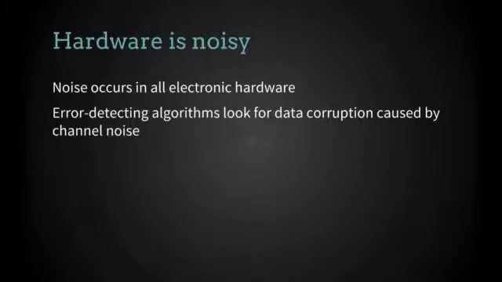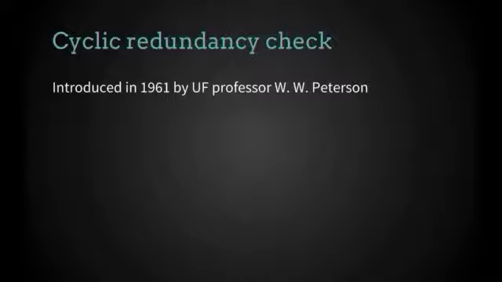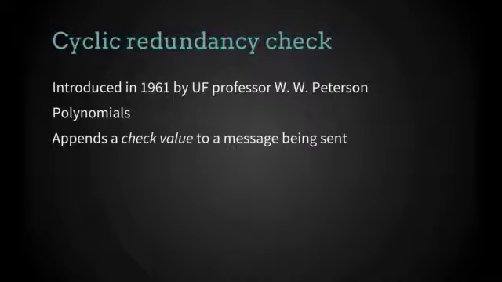Error detecting algorithms are ways to look for corruption to data that is caused by noise or anomalies in a communication channel, so that a receiver can request that a message be resent if errors are detected. And one such method, of course, is the cyclic redundancy check. The idea was introduced in 1961 by UF professor William Wesley Peterson. And they're based on the idea of polynomials, which we'll get to in a minute, and appending a check value to the message that's being sent.